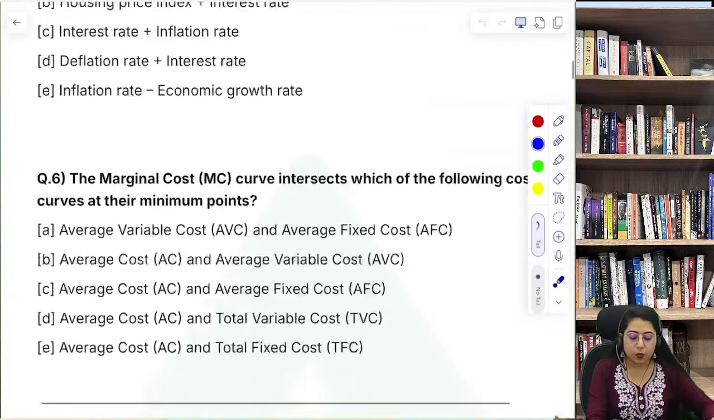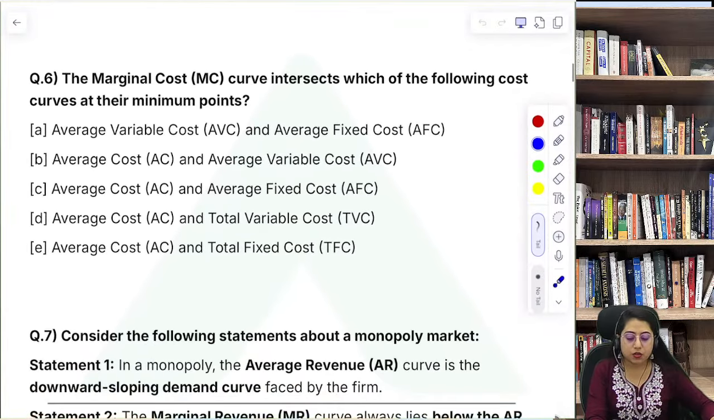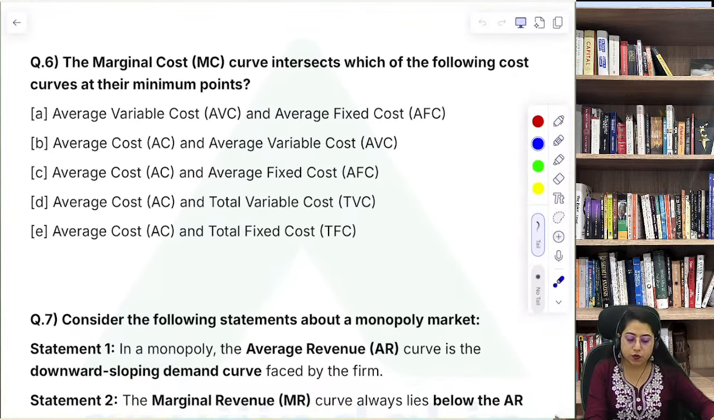Question number 6. The marginal cost curve intersects which of the following cost curves at the minimum point? What do you think is the right answer over here? Yes, average cost and average variable cost. If you can, please also give reasons with the answer.